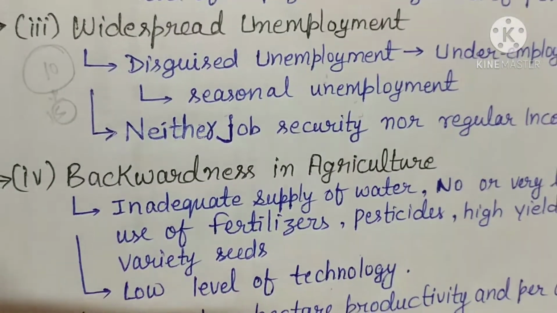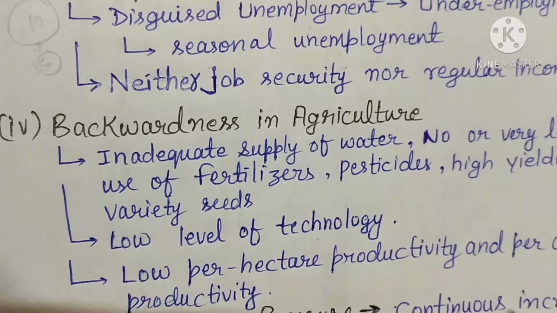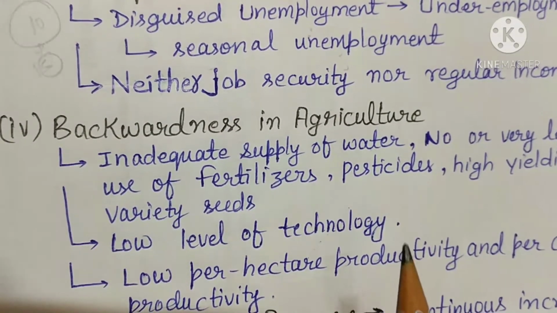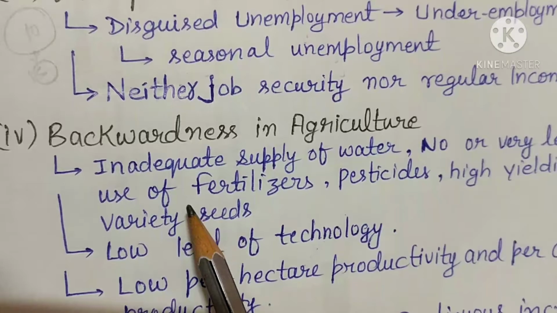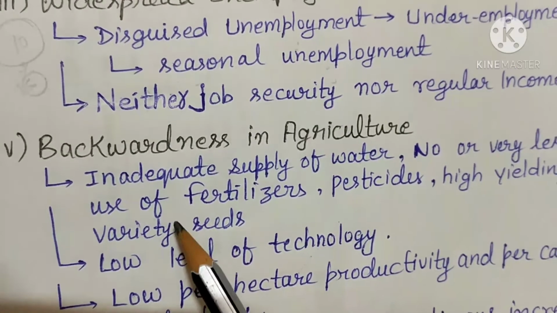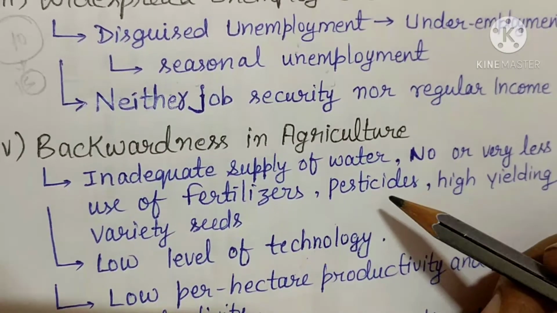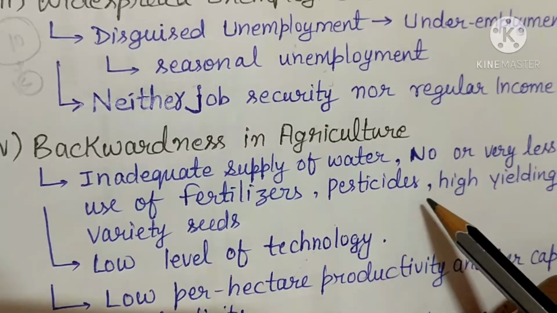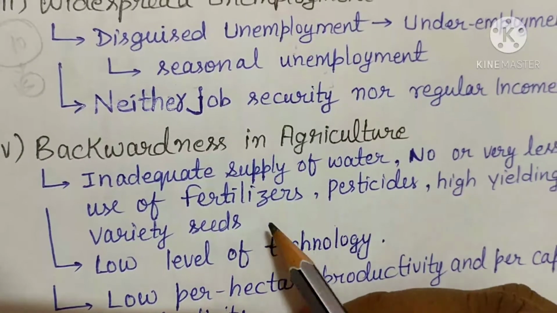Then comes backwardness in agriculture. Most of India is based on agriculture, and we were backward in agriculture. Inadequate supply of water, which we know is a problem of India. Then very little use of fertilizers.